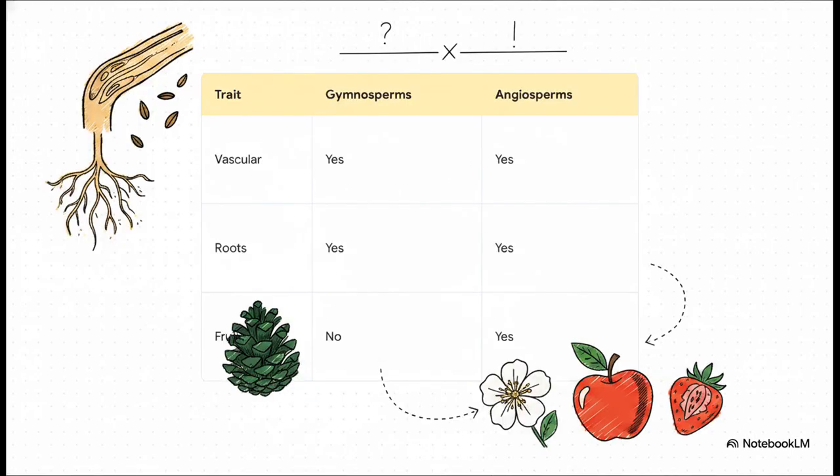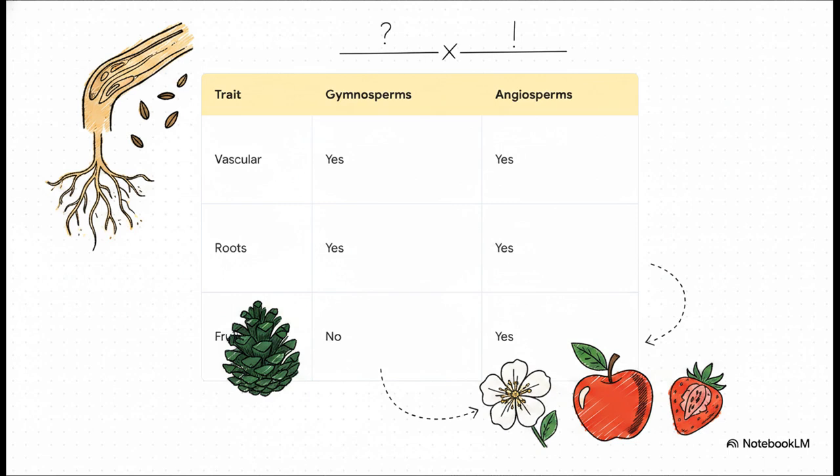Let's break this down into a quick comparison grid to make it incredibly easy to study. So the crucial point is knowing exactly where they're similar and where they differ. Do they both have vascular tissue? Yes. True leaves and roots? Yes. Do they both produce seeds and pollen, meaning they don't need water for fertilization? Yes. But here is where they diverge, and this is what you will be tested on.